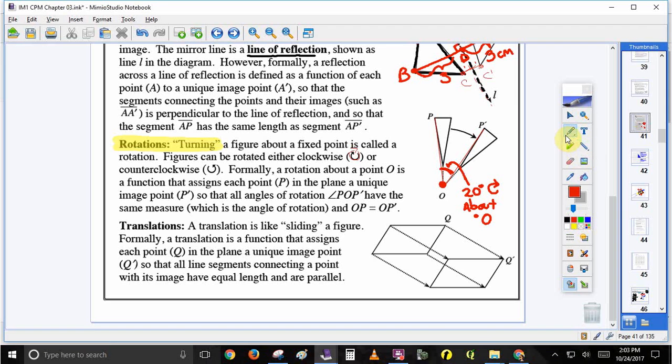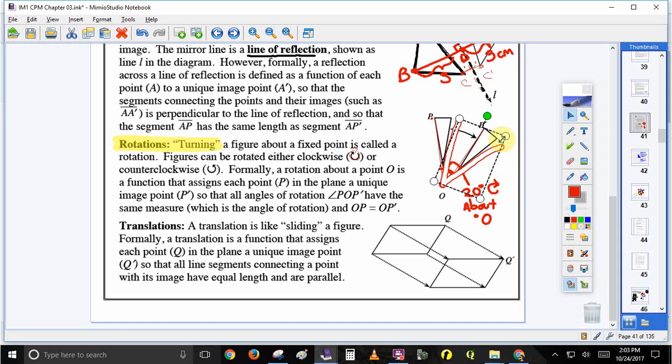So if I were to come in here, let me see if I can do this. If I can trace this and rotate this whole thing here. Let's see if it'll rotate for me. The board's not behaving super well today.